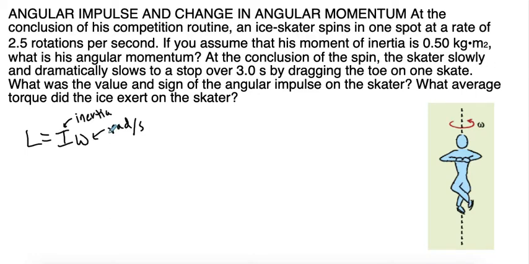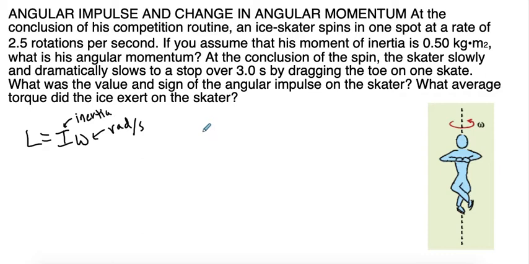So let's look at the scenario above here. We have an ice skater spinning at 2.5 rotations per second, and we're given a moment of inertia of 0.5 kilograms times meter squared. What is the angular momentum?